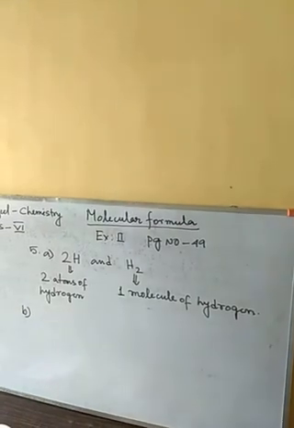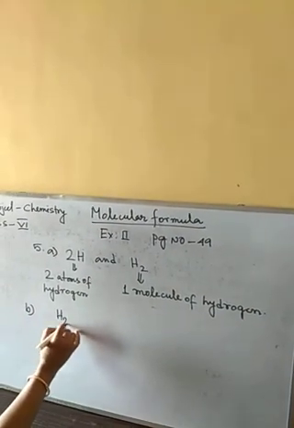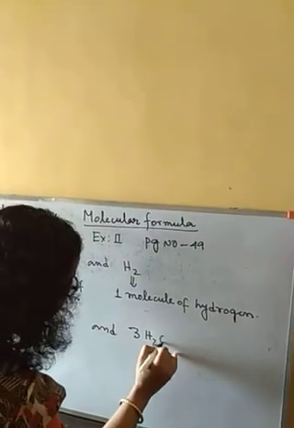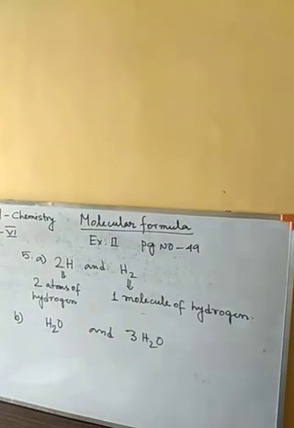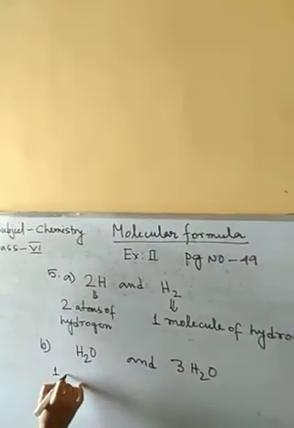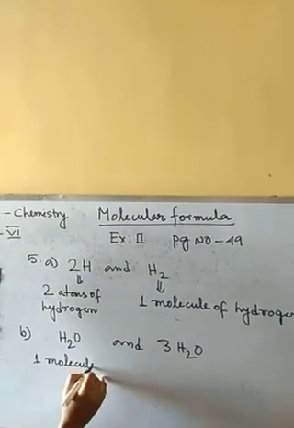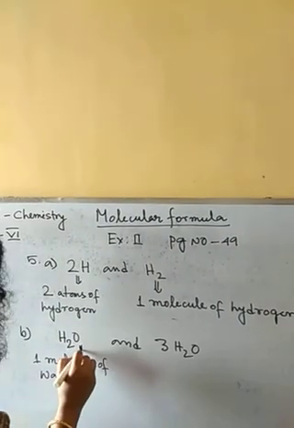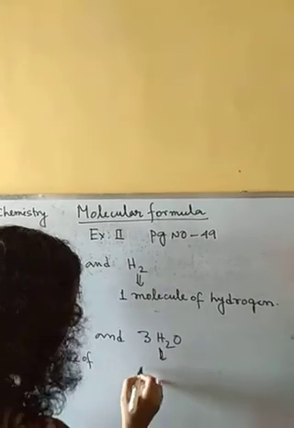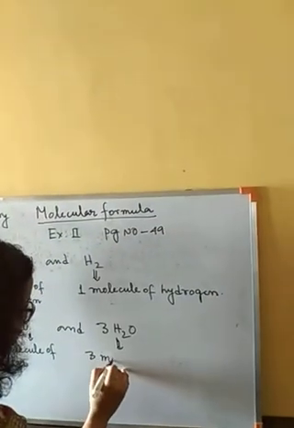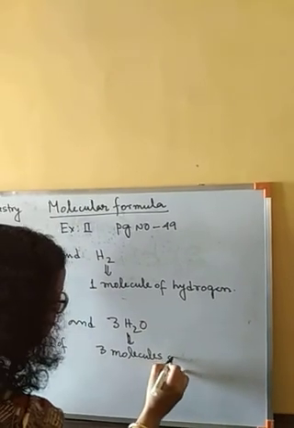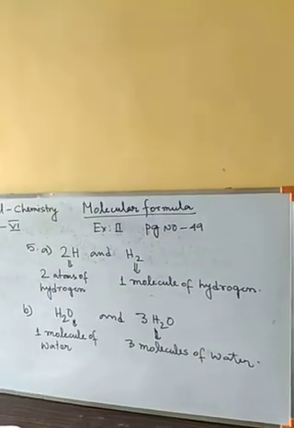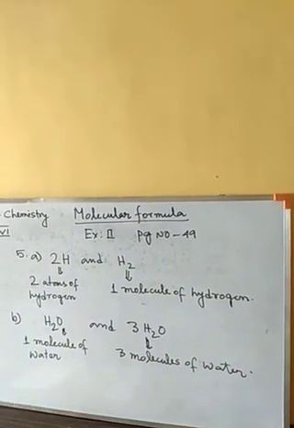Next we have 5B, that is, what is the difference between H2O and 3H2O? H2O is 1 molecule of water, and 3H2O is 3 molecules of water. So this is the difference between H2O and 3H2O.